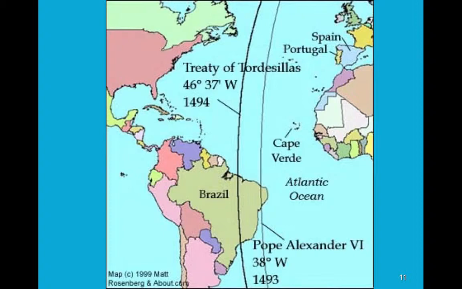When they came back, Christopher Columbus and the Spanish convinced the Pope to divide the globe in half. This is called the demarcation line, which is official in 1493. However, at threat of war, the Portuguese was able to get it pushed west a little bit farther, and the Treaty of Tordesillas is established.